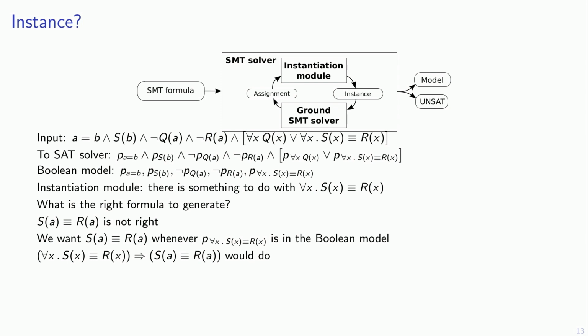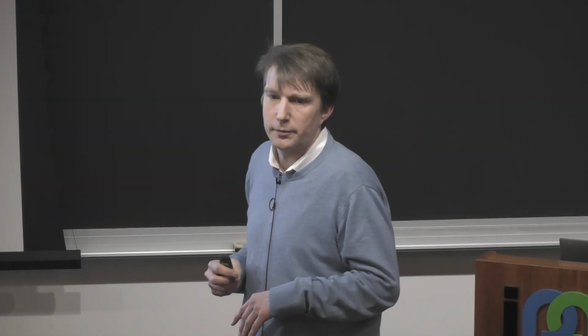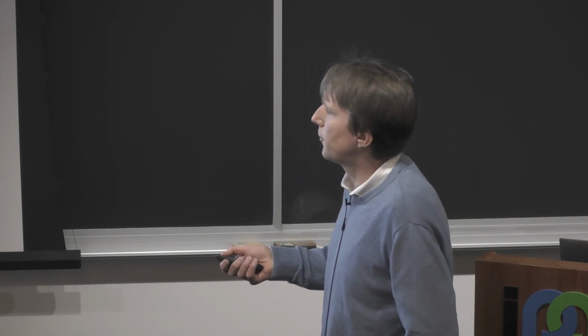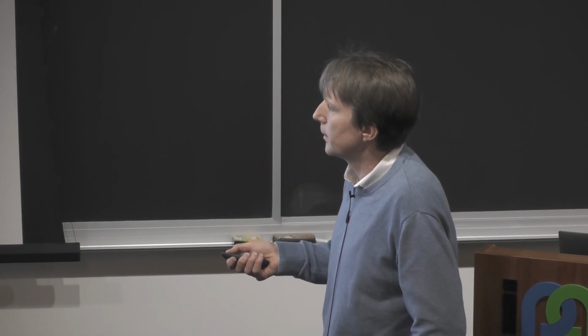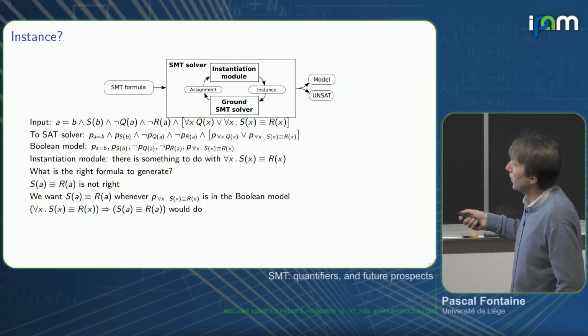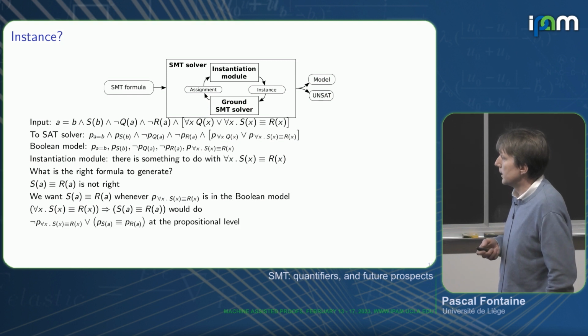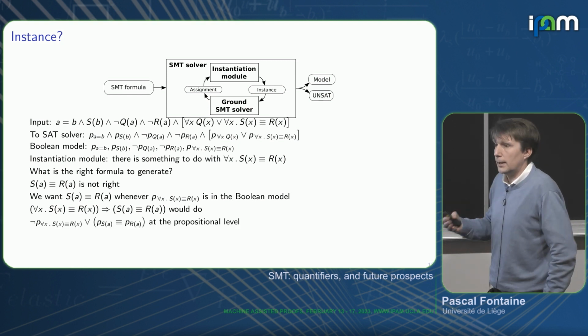Okay, and that's what an instance does. It tells me a bit more information about the ground. It tells me new ground facts according to the quantified formulas that I have. Okay, and this is the instance that I would generate. I would generate the fact that from this formula I can deduce this ground fact. So the ground solver gives me an assignment, and the instantiation module would give me an instance, which is something like this.